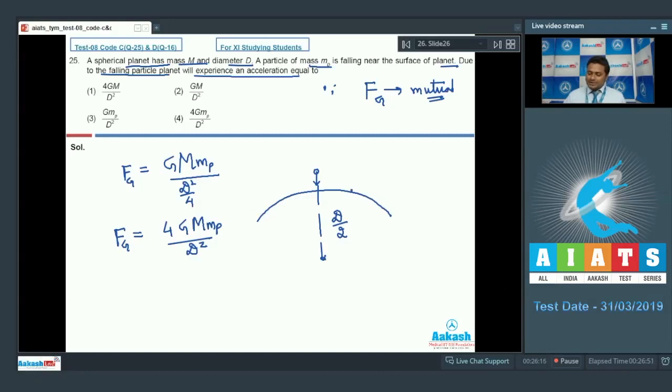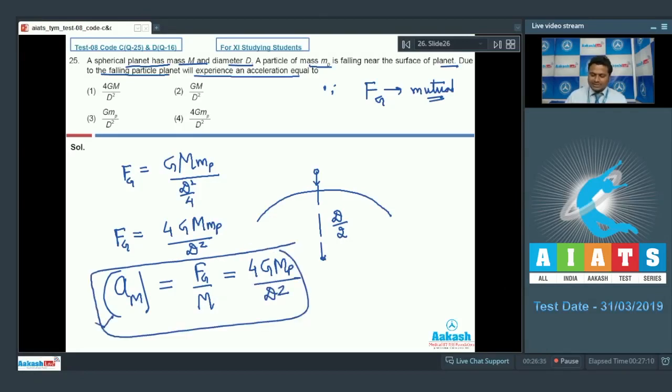This force will also exert on the planet as well. So therefore the acceleration of planet having mass M, aM, will be given by Fg divided by mass of planet, that is 4G mP divided by D square. So that will be the acceleration acting on the planet. And after looking at the option, we can say that option number 4 is absolutely correct. So that's why we will go with option number 4 only.